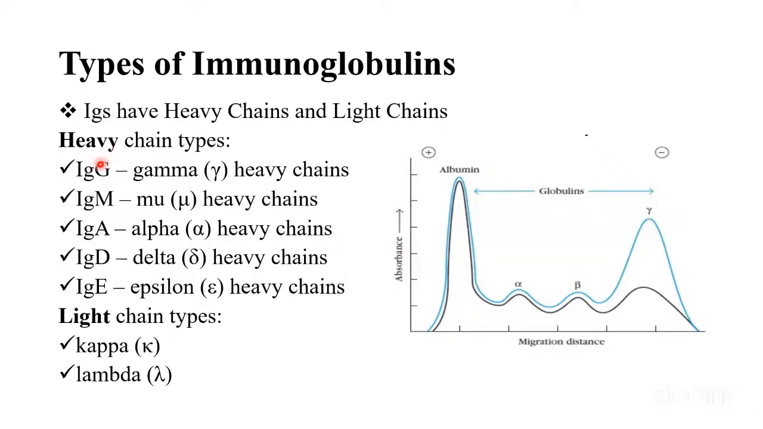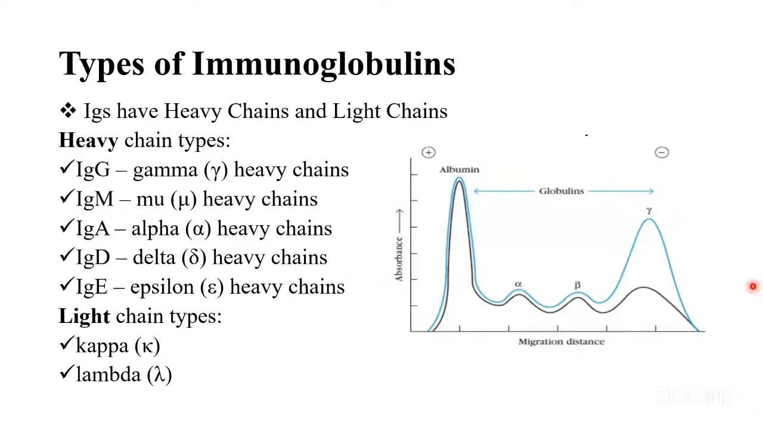So heavy chains here: for IgG, or immunoglobulin G, we have the gamma heavy chains. IgM, we have the mu heavy chains. IgA, we have alpha heavy chains. IgD, we have delta heavy chains. And then immunoglobulin E, we have epsilon heavy chains. There are also light chains, which are kappa and lambda, as highlighted above.